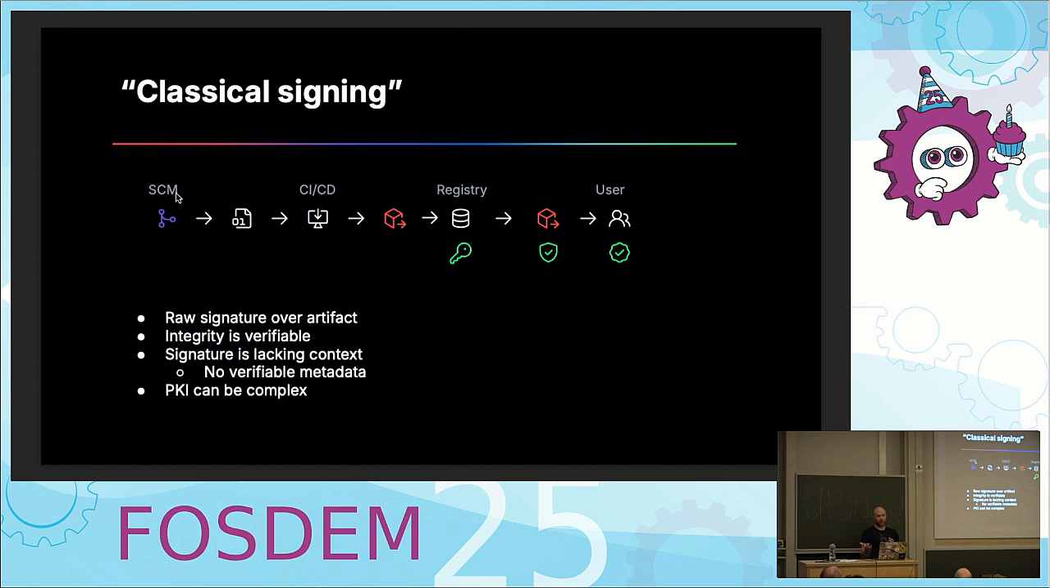You just know that it was signed by the registry, but was it a release? Was it a dev build? We don't really know. Maybe it was a malicious artifact being put in in the first place. Basically, we're lacking some context of the artifacts when they come from the registry.